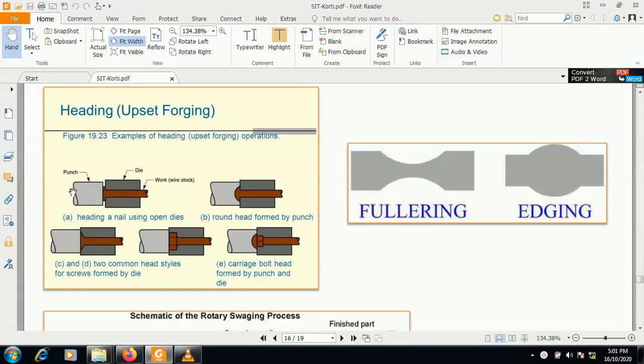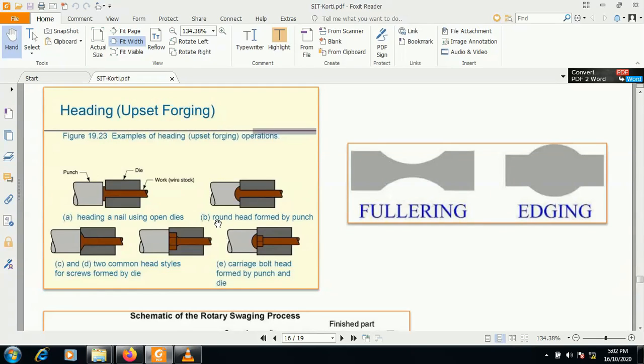This is the die and this is the punch, and this die is used to hold the workpiece, and this punch will apply the compressive force so that localized deformation of this head will take place. And this is the manufacturing of a nail by using a heading operation. This is the cold heading process, meaning material is not heated, as the cross-section area is less as well as the ductility of the material is more, so heating is not required.